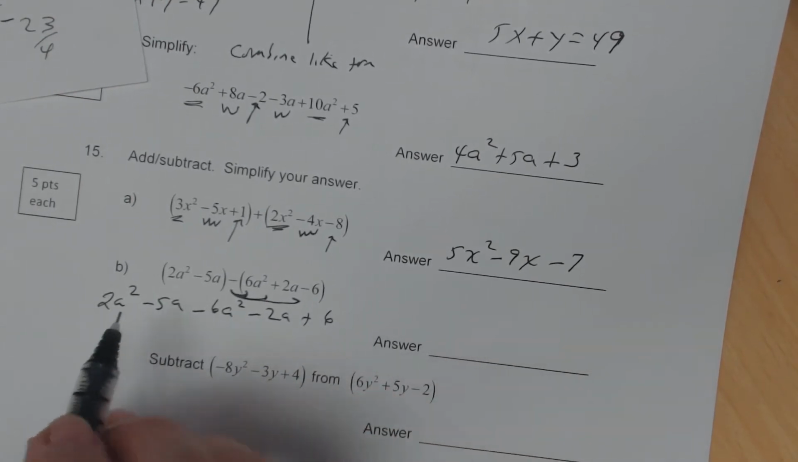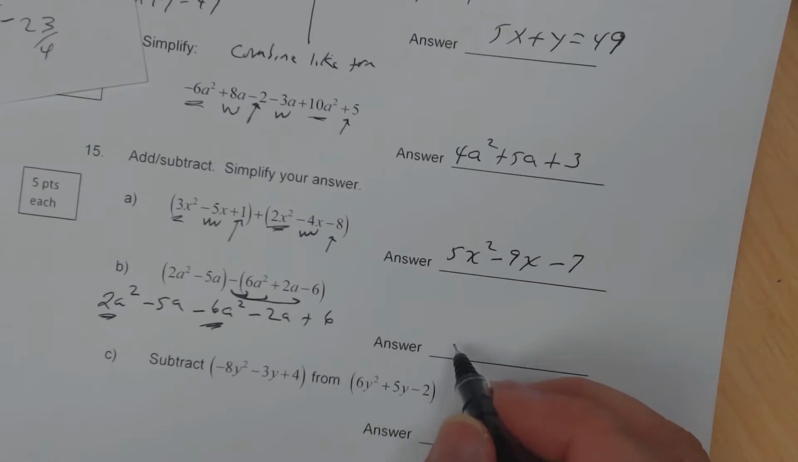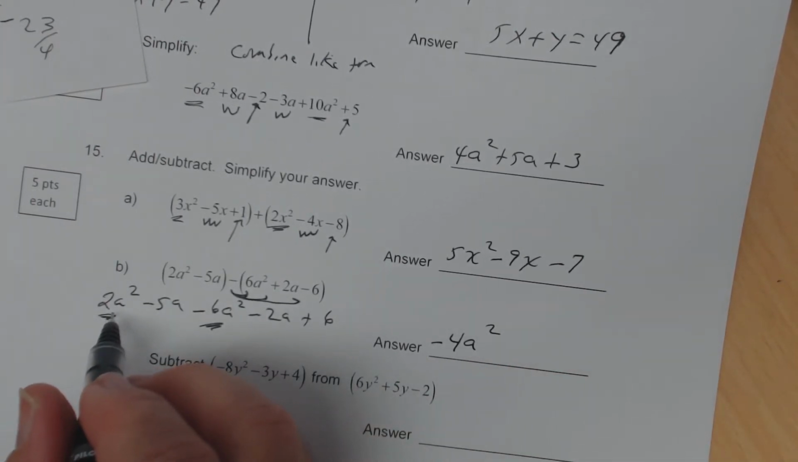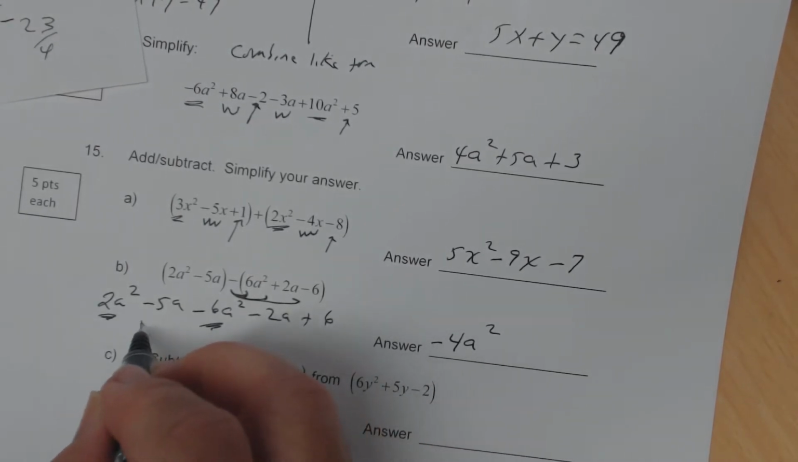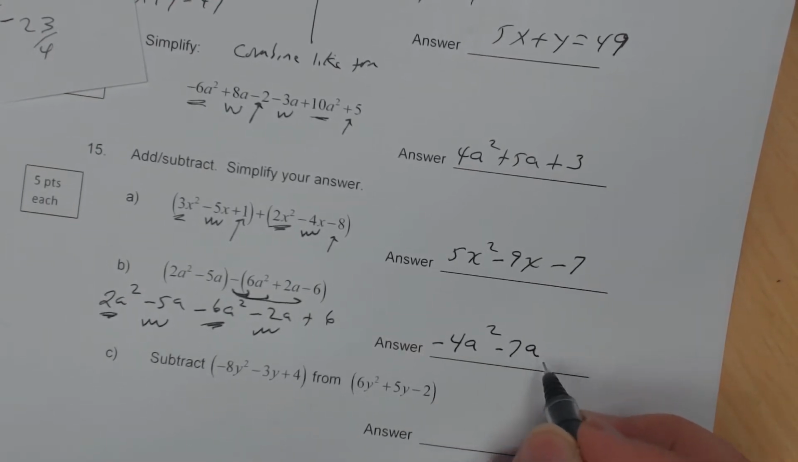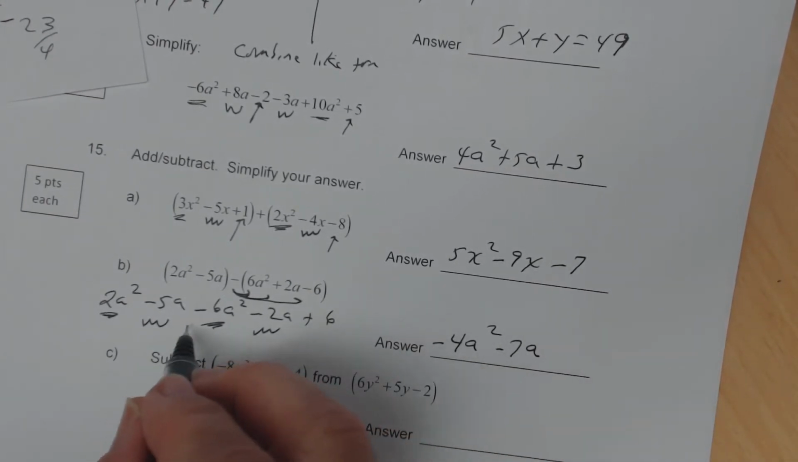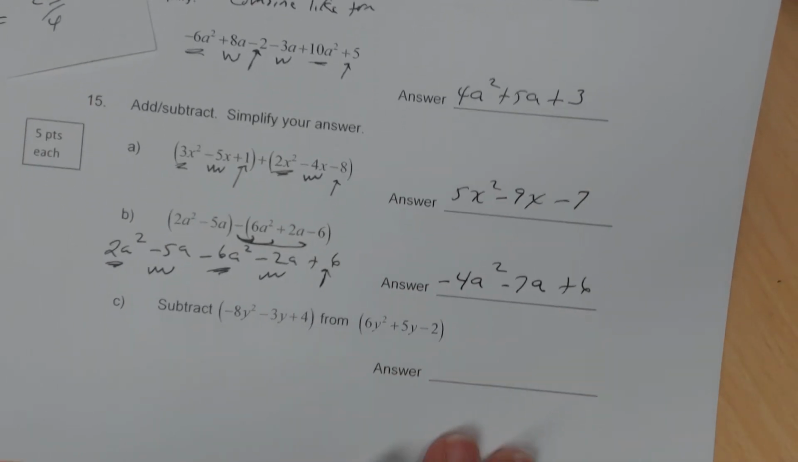And so now combining like terms, a positive 2a squared and negative 6a squared is a negative 4a squared. A negative 5a and a negative 2a is a negative 7a. And the only thing you have left is this constant, plus 6.